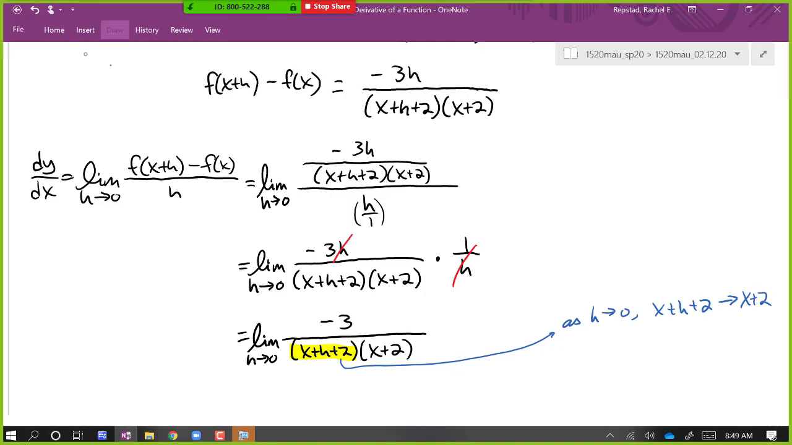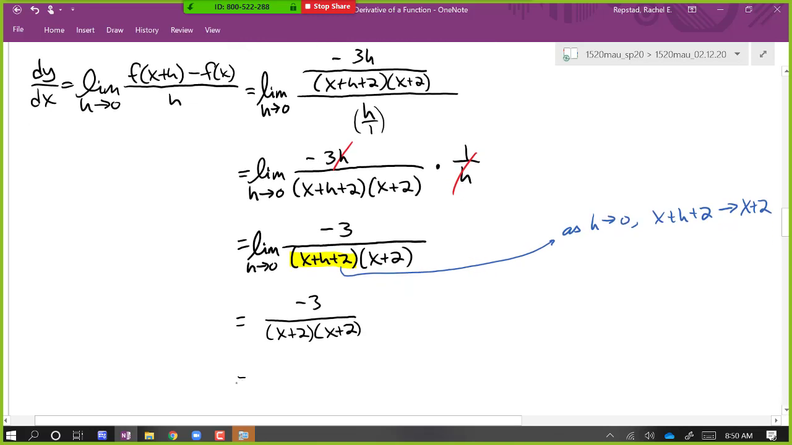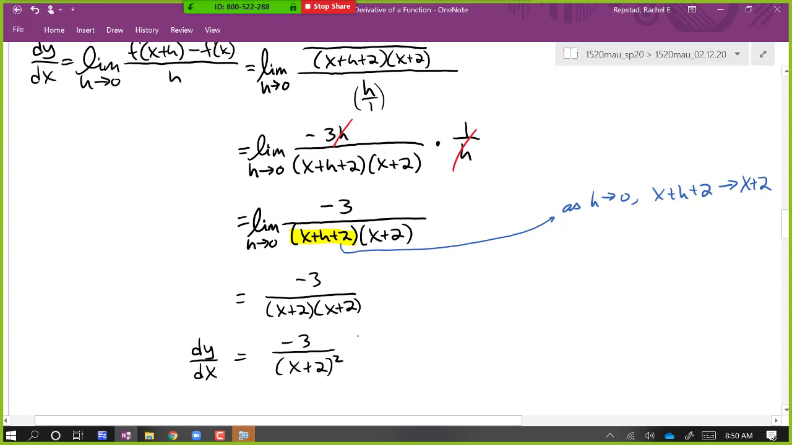So if we let h approach 0, the top is, now I'm not going to write the limit anymore because I'm letting h approach 0, I've got negative 3 on top. On the bottom, I've got x plus 2, x plus 2, or negative 3 over x plus 2 squared. There's our dy dx. This is the function that describes how the given function y equals 3 over x plus 2 changes.